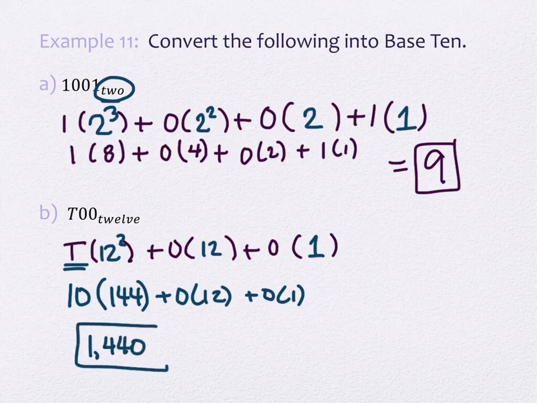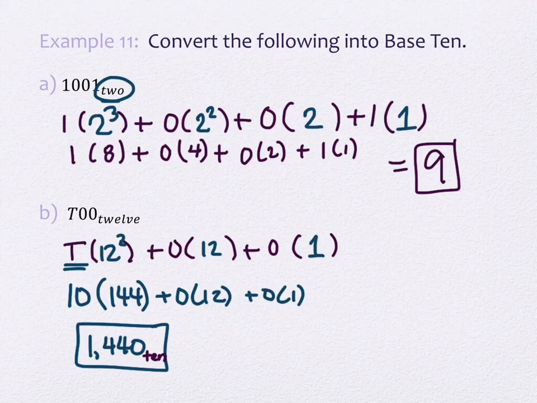And 10 times 144 would be 1,440. Now, if you want, you can write the word 10 beside it. You don't have to. But if it's not a 10 that you're trying to say it is, you have to write it, because the assumption is going to be that you're working in base 10 unless you say otherwise.